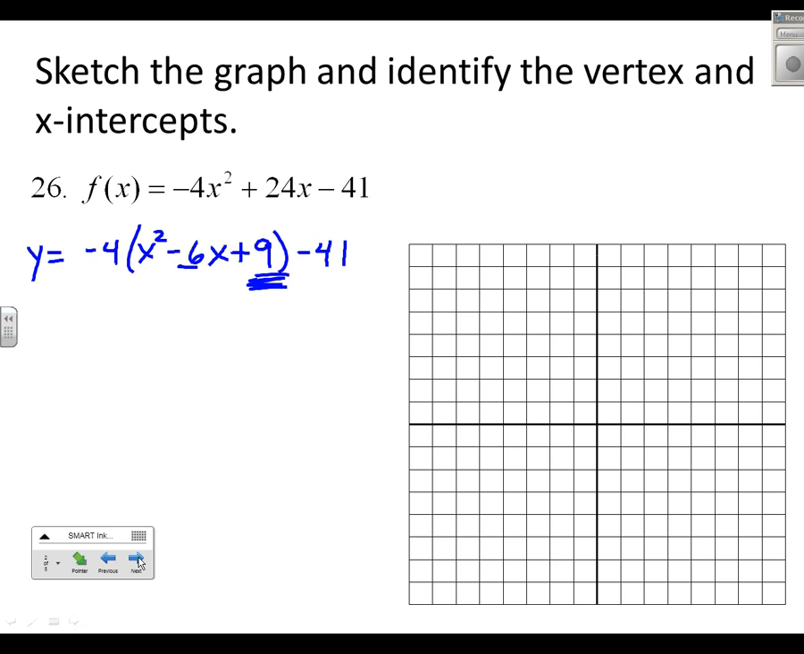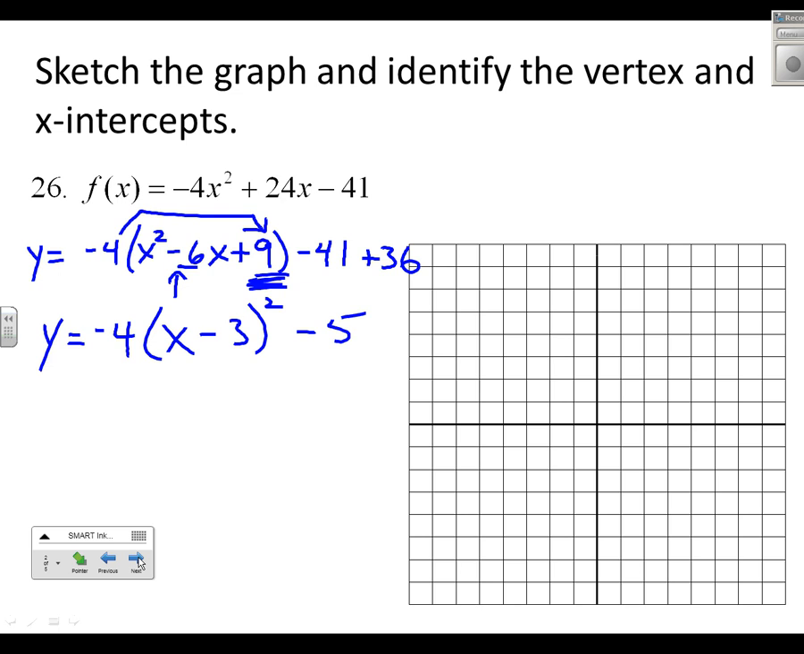I have to balance that. I made this up. I didn't add 9, though. I really added -4 times 9. I really subtracted 36. So here's my balance. Add 36. y equals -4 times x minus 3 squared minus 5. So what have we learned? We've learned we have a vertex at positive 3, -5. So positive 3, 1, 2, 3, 4, 5, -5 right down here.